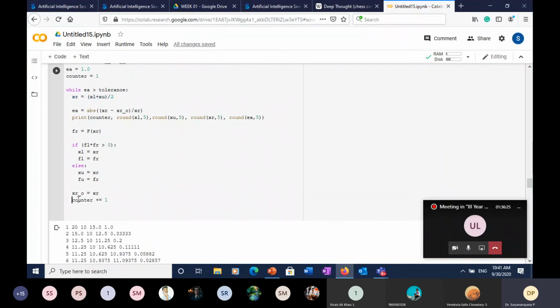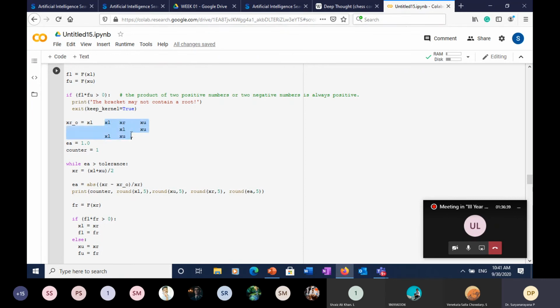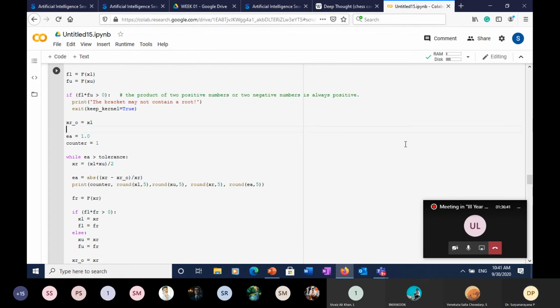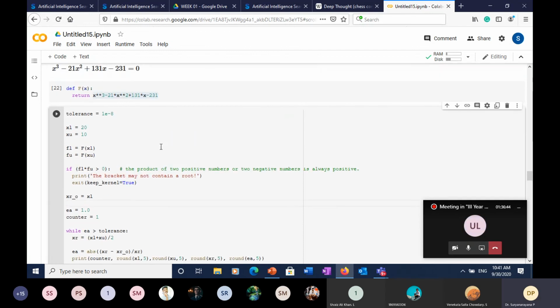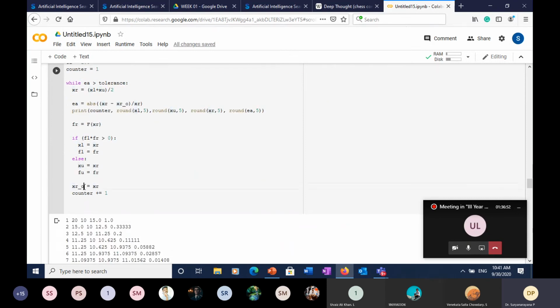The counter I'm also changing. For the next iteration the counter will be 2, because at the end of the loop I am increasing the counter by 1. So when it comes here, in the first iteration, x0 was one of the initial estimates XL, but now XR old will have the XR from the first iteration, and then you calculate the XR for the second iteration. Then you compare the roots between the first and second iteration.